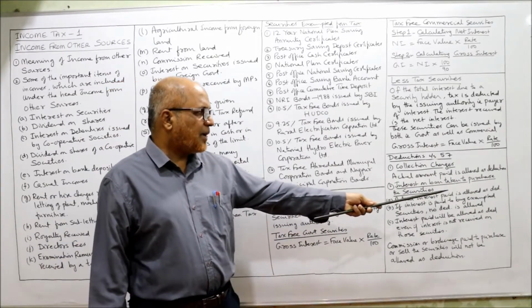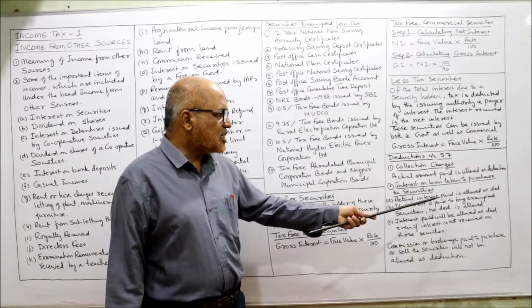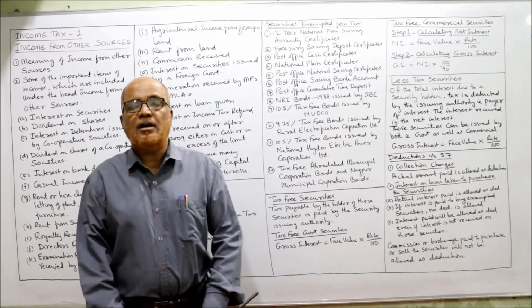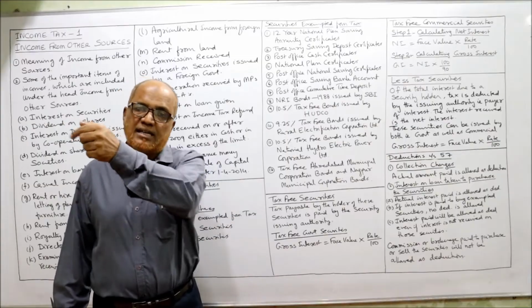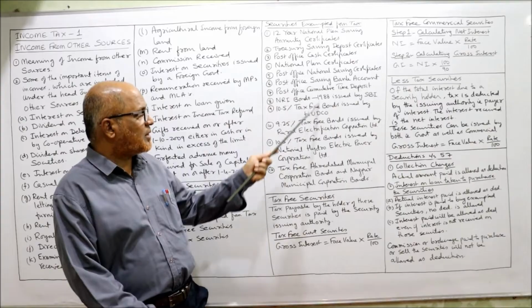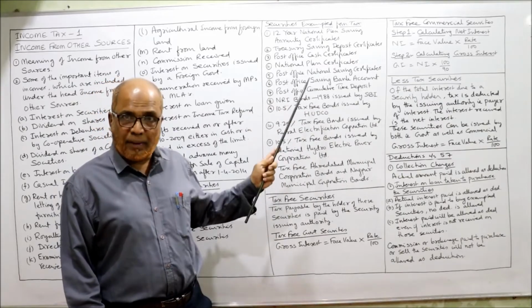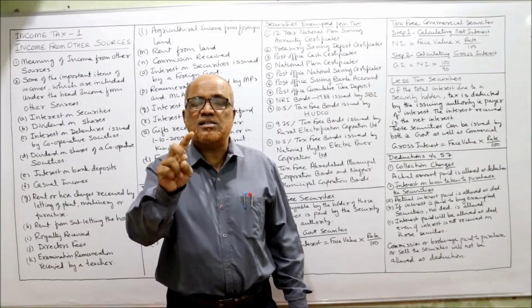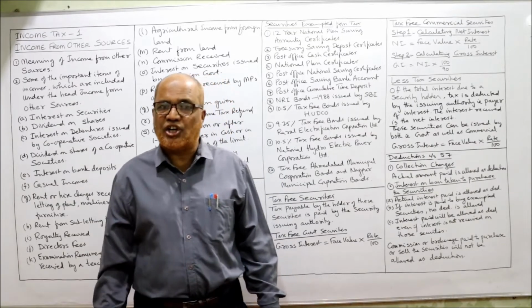The actual interest paid is allowed as deduction. If interest is paid to buy exempted security, no deduction is allowed. The Income Tax Act says if a person has taken a loan to purchase exempted securities, and to purchase this exempted security he has taken a loan, then the interest paid will not be allowed as deduction.